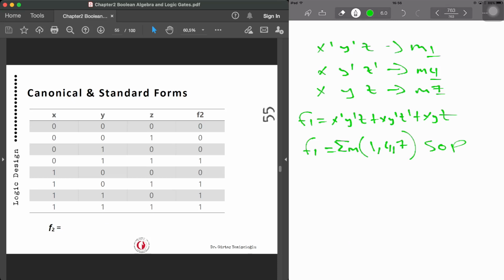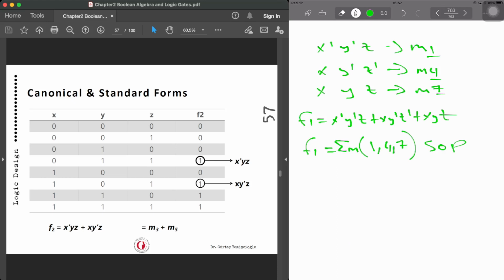F2. Now we have got 4 outputs as 1. So let's start with this one. This is going to be x prime, y, z, the first one. Then we have got x prime, y, z. Then x, y prime, z. This is min term 0, 1, 2, 3. This is min term 3. And this is min term 5.